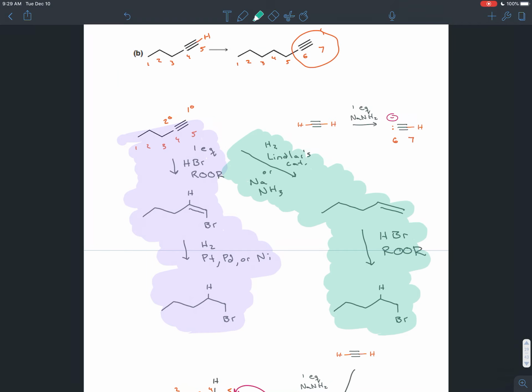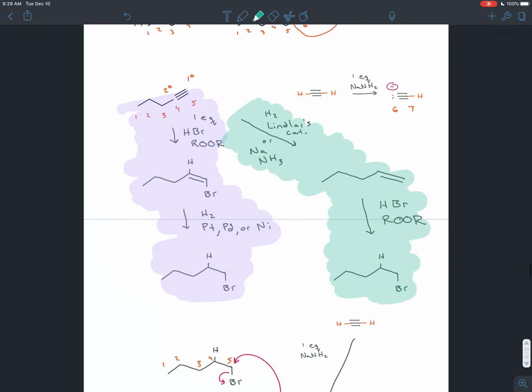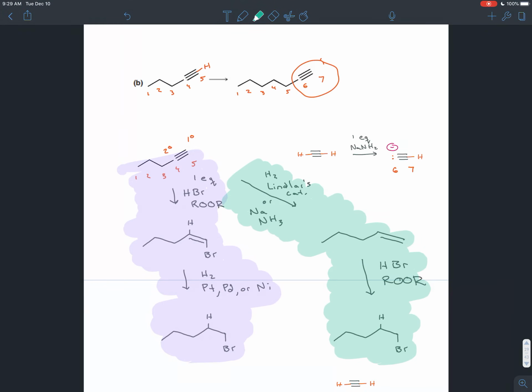Or you could do it in the reverse way. First hydrogenate it, so that you get an alkene. H2 with Lindlar's catalyst would give you cis, dissolving metal reduction would give you trans. This can't be either, so it doesn't matter which one you use. And then you do the anti-Markovnikov hydrohalogenation, HBr in the presence of peroxides. Either way, you get your alkyl halide, your 5 carbons with a leaving group on carbon number 5.